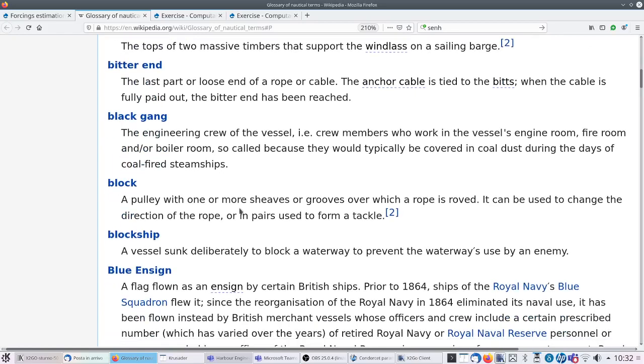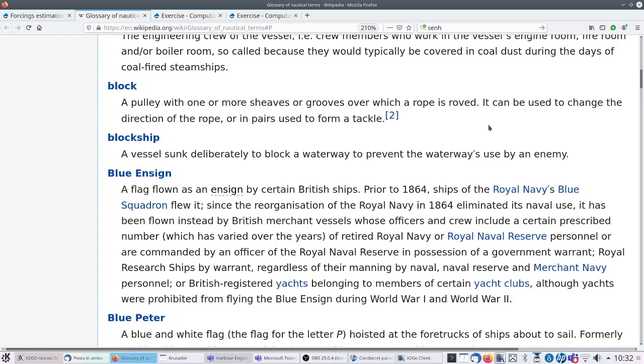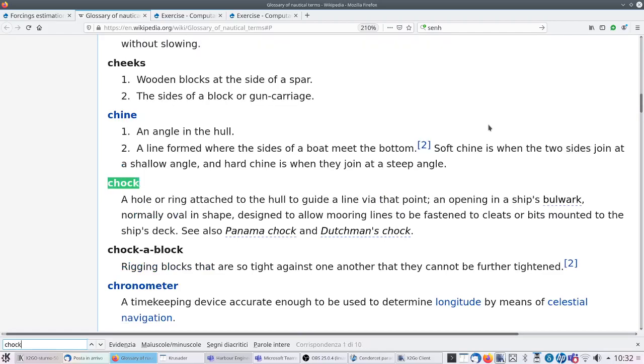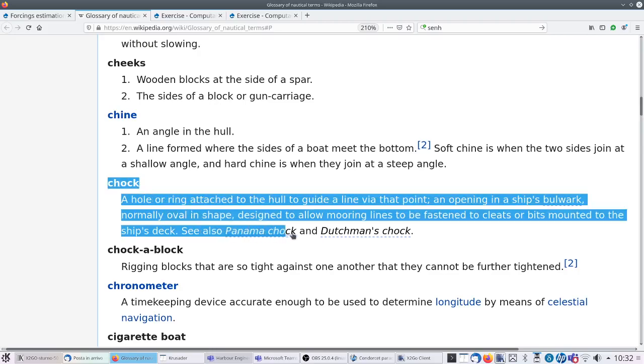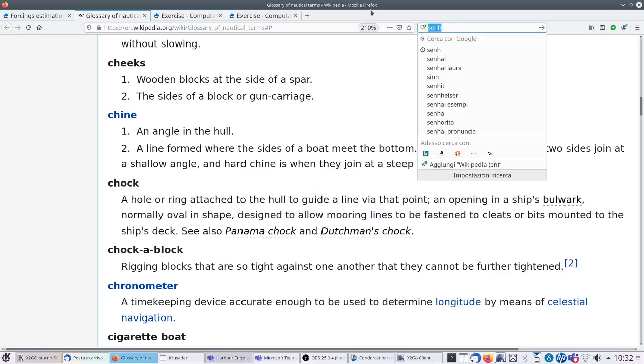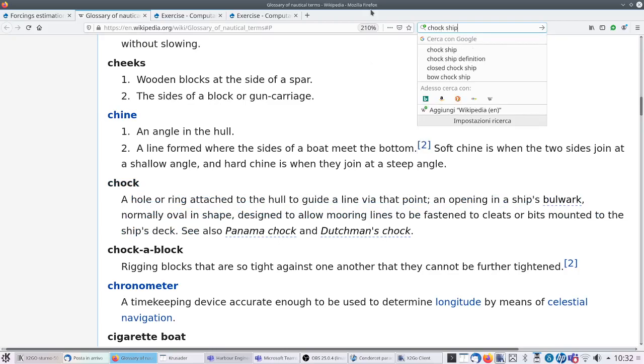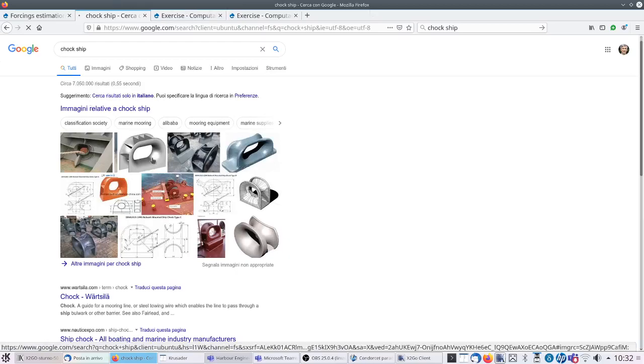Another interesting term when we talk about mooring lines is the chock. The chock is a hole or ring attached to the hull to guide a line via that point. So let me be more detailed, and let's look for a picture. Chock ship. Okay, here it is. Let's click here.